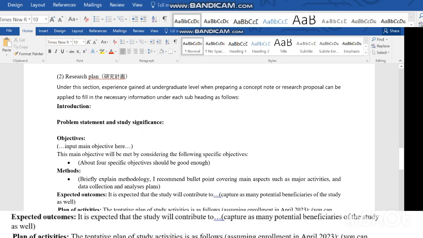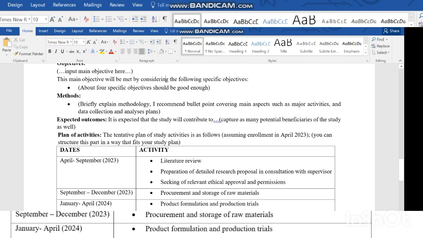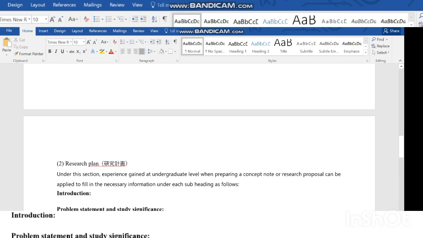So, under the second part of the second question, the research plan itself, this is now where you will break down into subheadings certain key elements of what you plan to study. So, let's read through this. Under this section, experience gained at undergraduate level when preparing a concept note or research proposal can be applied to fill in the necessary information under each subheading as follows. So this is not the only way you can structure it. You can do it in a way that is relevant to you. But this is just a sample document for the sake of having an idea.